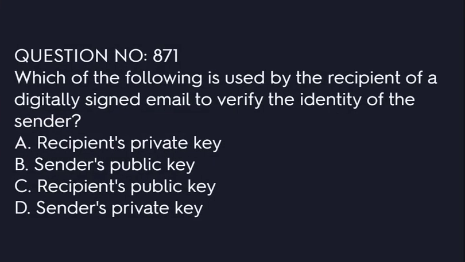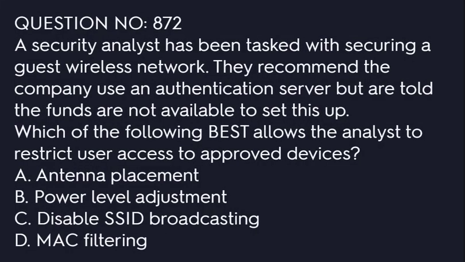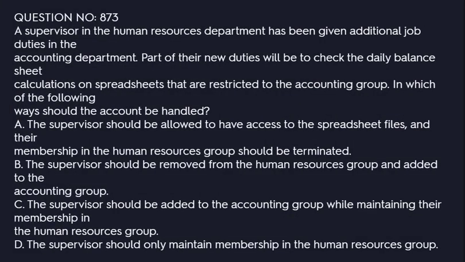Question number 871. Which of the following is used by the recipient of a digitally signed email to verify the identity of the sender? A. Recipient's private key. B. Sender's public key. C. Recipient's public key. D. Sender's private key. B. D. C.